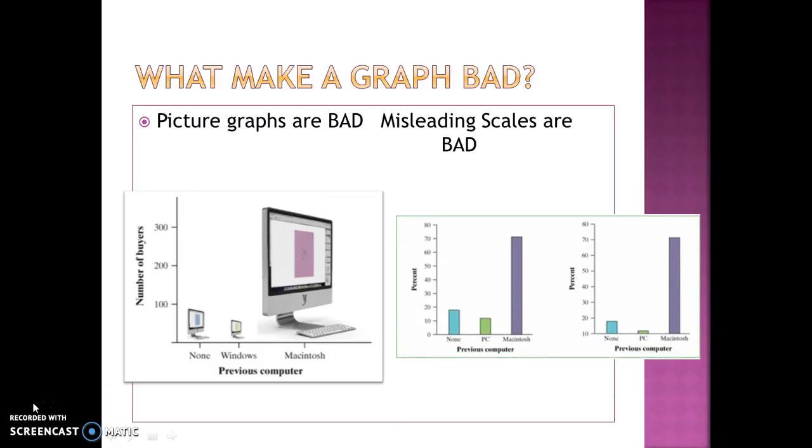Another thing to be aware of is misleading or bad scales, because as you can see, the graph on the right is a bad scale because it doesn't begin at 0. Again it looks like the people who bought PCs was really small compared to the other ones. But if you add the 0 and from 0 to 10 is put in there, it makes you see that PC and none are pretty comparable. Okay.